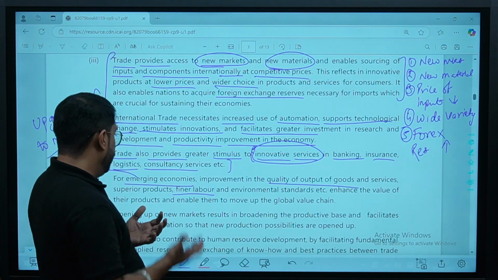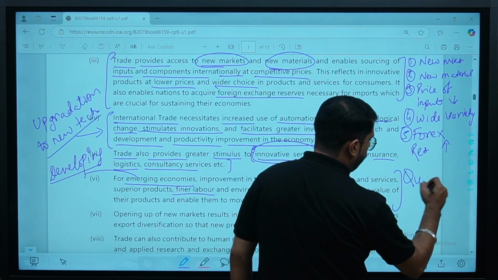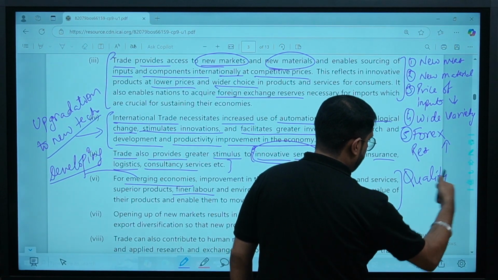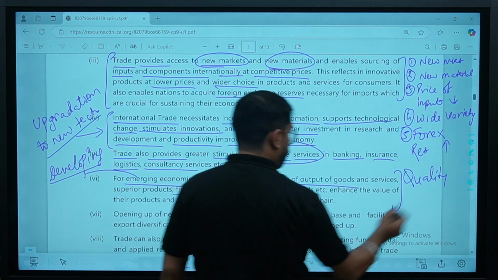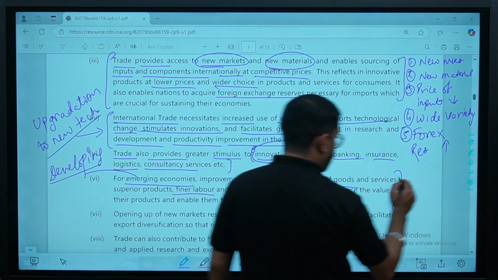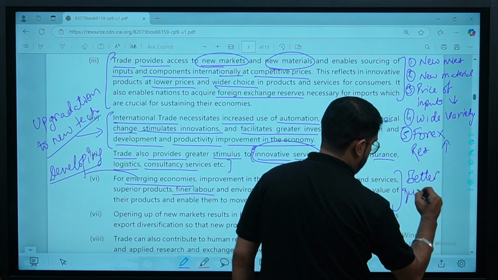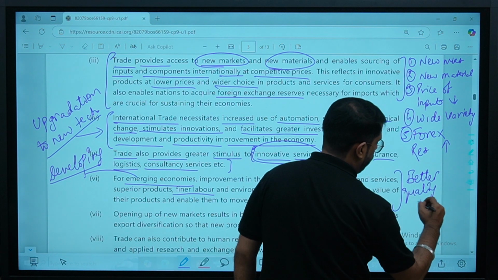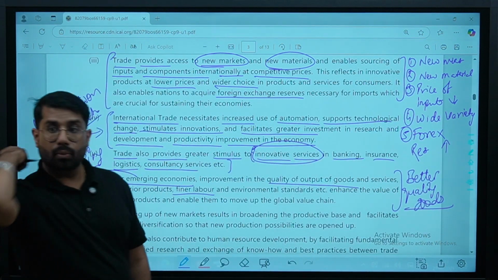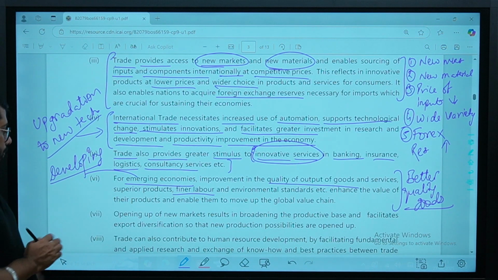When the quality of your goods improves, what will happen? You will be able to provide better quality goods. Are we clear? You will be able to provide better quality goods.